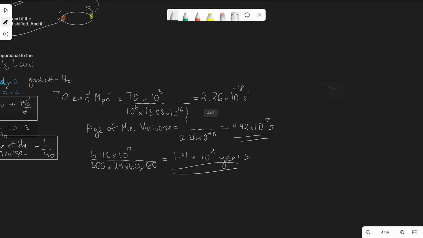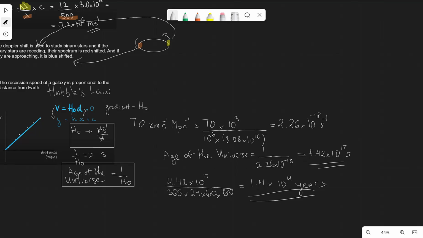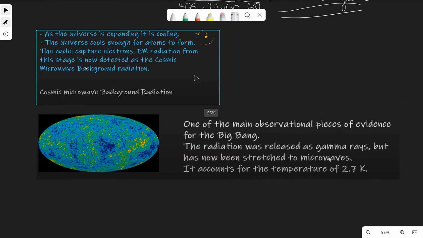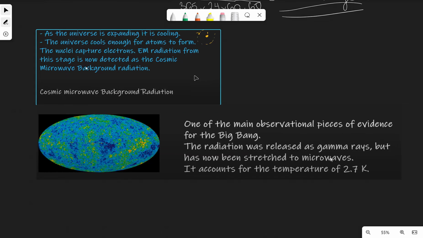Please note that this here actually assumes linear expansion only. So this is an approximation. It's very, very close to the real number, but we need to say that it assumes linear expansion. So the universe is currently expanding and it is cooling. Actually, it is expanding at an ever increasing rate due to something that we don't understand, known as dark energy.